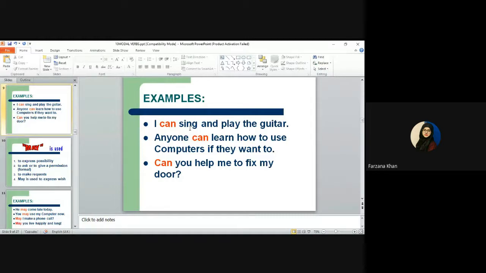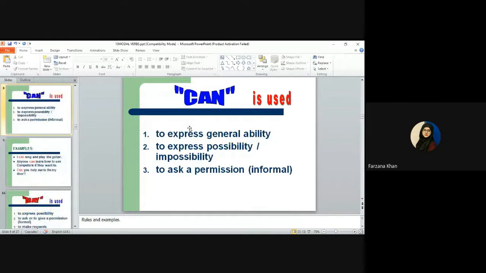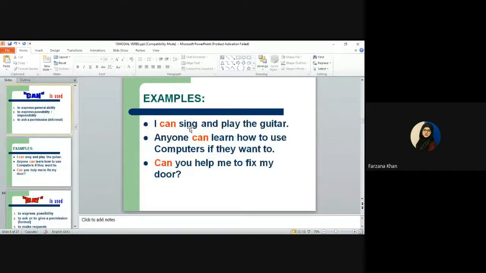So the modal verb also tells us the possibility of something or someone. In this example, you can see: anyone can learn how to use computers if they want to. Here can has been used to tell the possibility that anyone can learn to use a computer if they want to. So there is possibility if someone wants to.